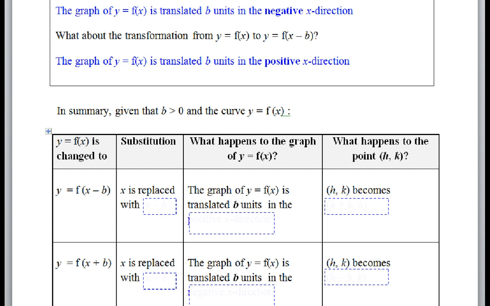This one is also quite obvious. If f(x) is changed to f(x minus b), what x will actually be replaced by x minus b, and it's a translation. And this table essentially is just for your reference when you revise. And again I repeat, there's no real need to memorize.